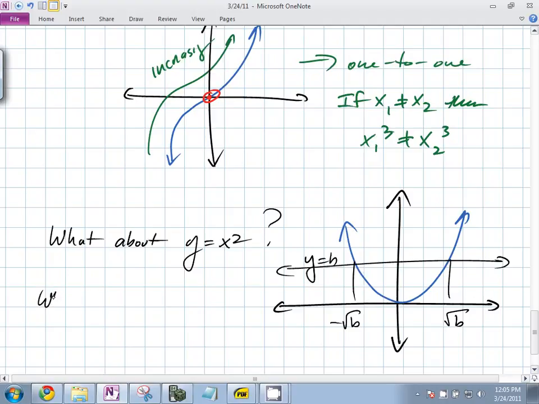When x1 equals the opposite of x1, then x1 squared equals negative x1 squared. So we have two different values. x1 and negative x1 are two different values. Negative root b, positive root b. They both square to b. Is this a one-to-one function? No, it is not.